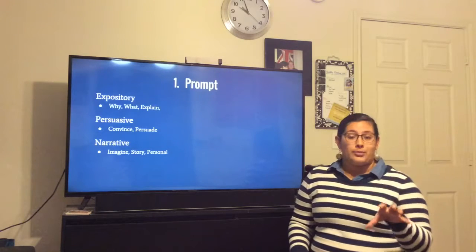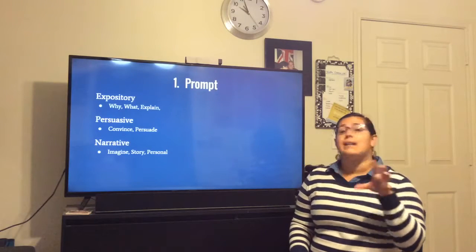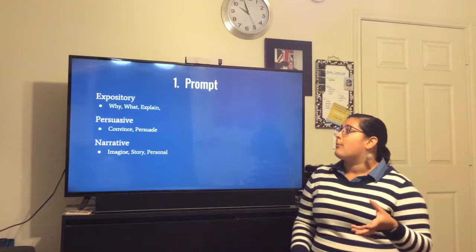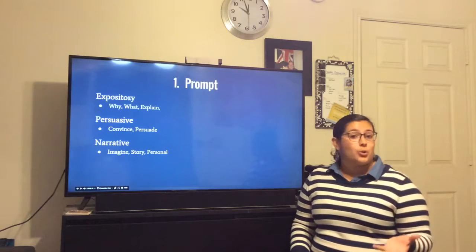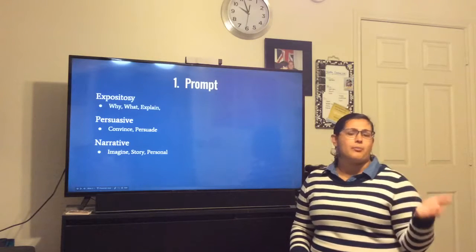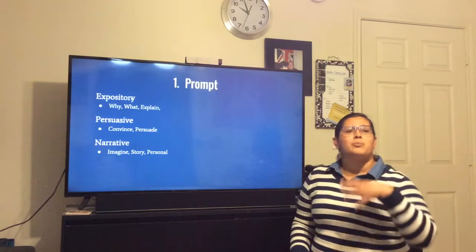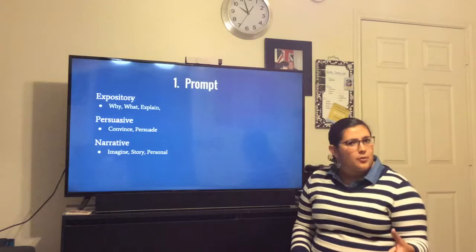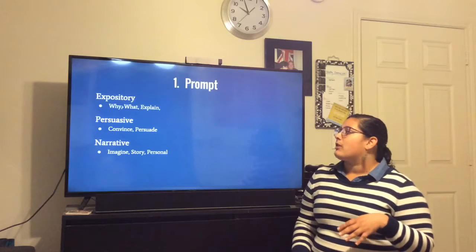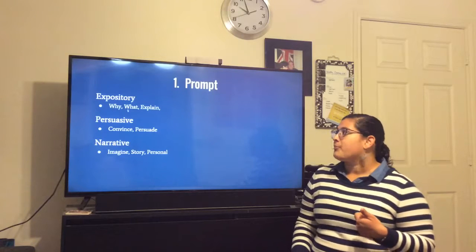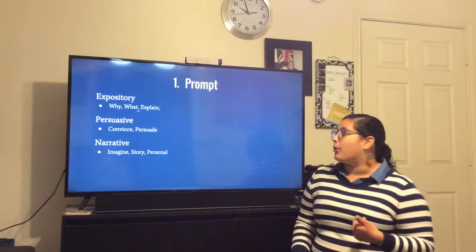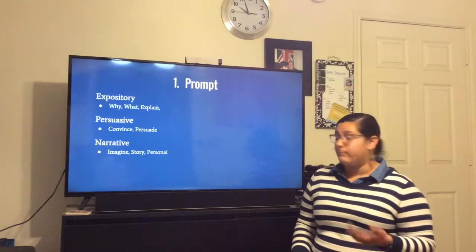So let's look at our prompt. Your prompt will tell you what kind of essay you're supposed to write. So remember expository, right here? Expository means an explanatory essay. You're explaining something, usually the pros and cons, or you're explaining the different intricacies of a problem, something like that. So it'll ask you, like, why do you believe bullying is a problem in schools? Or what steps can we take? Or explain a position, right?